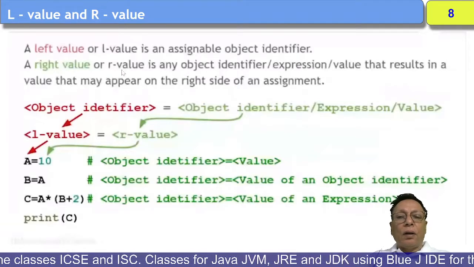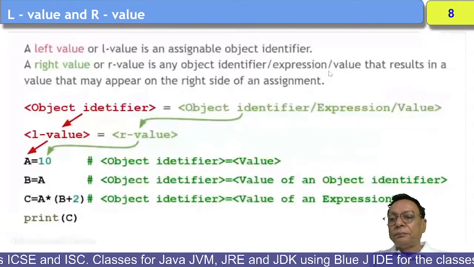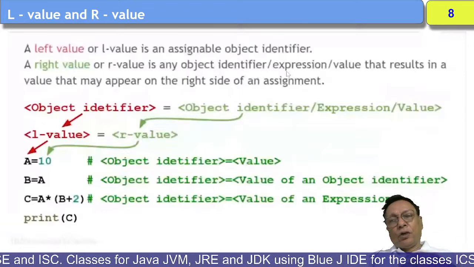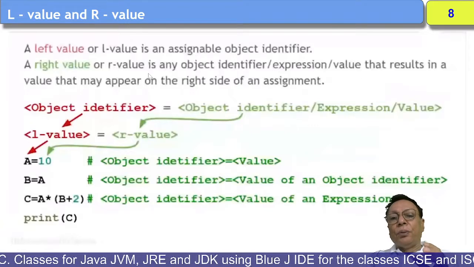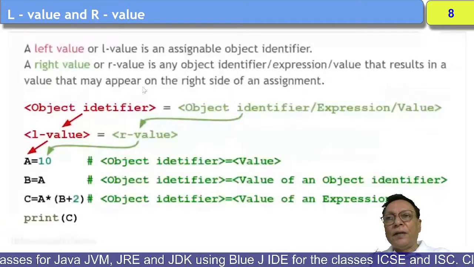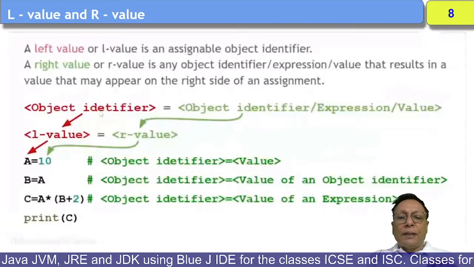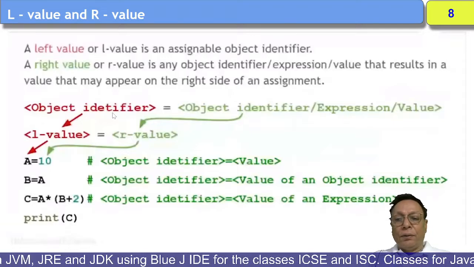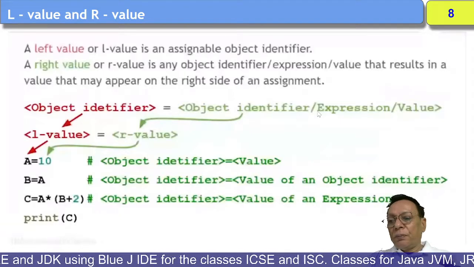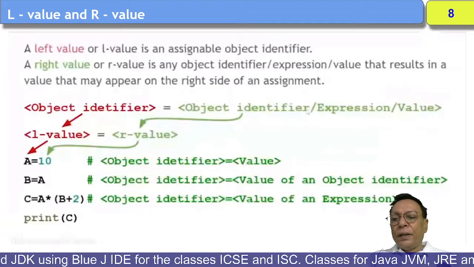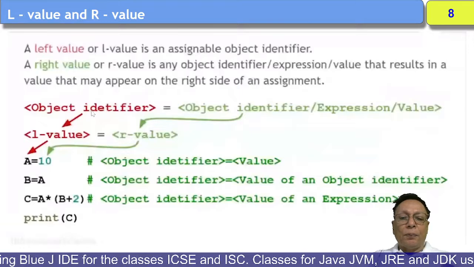A right value or R value is any object identifier or expression or value or literal. It could be an identifier, an expression, a value or a literal that results in a value that may appear on the right side of the assignment. Assignment means the equal sign. So over here, the object identifier is the L value, equal to an object identifier or expression or value. This is known as the R value and this is known as the L value.